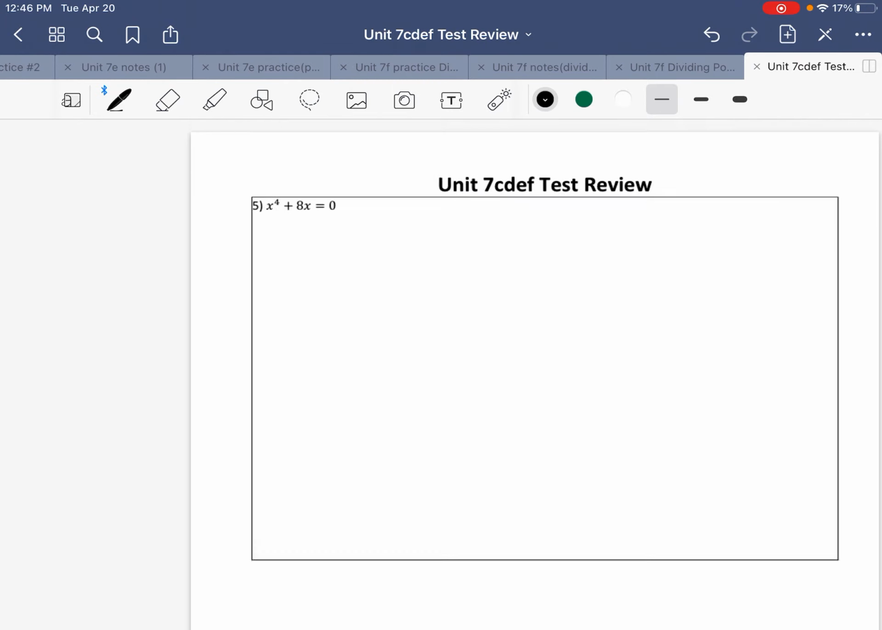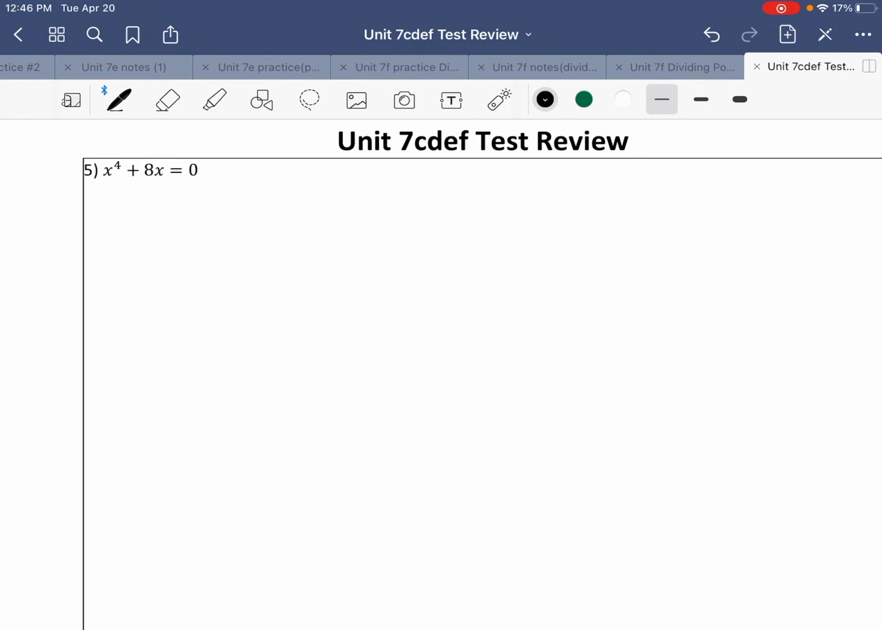Oh no, it's not, I lied. Here's one more. Why not? Let's throw one more at you. Looking to factor, greatest common factor is x.